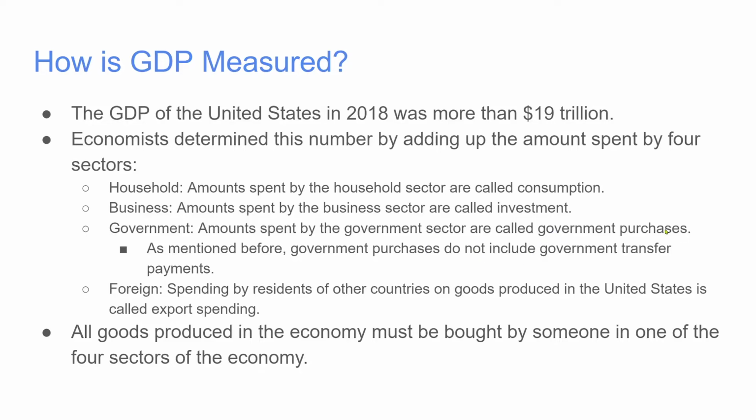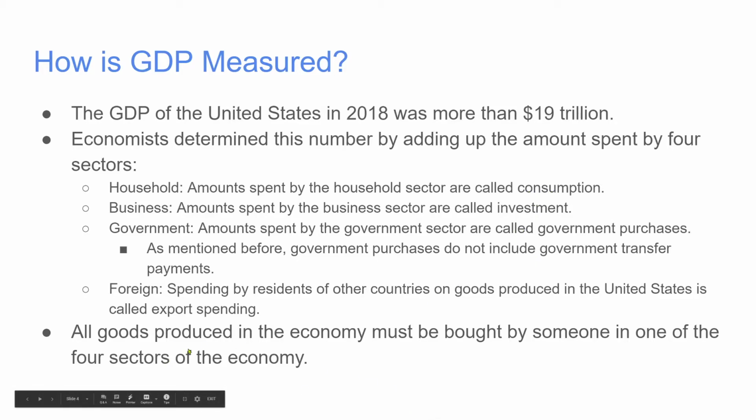Now remember, a government purchase does not include a government transfer of payments like Social Security. Remember, you paid into Social Security, and the government at some later point is giving you that money back. That's just a transfer of payment. When they buy something, like the example I gave, tanks and education, stuff like that, that's a government purchase. And then foreign, this is spending by residents of another country buying stuff from us, and that's called export spending. And then there's import spending as well, which is when you and I buy stuff, but that kind of falls into the consumption or the investment.